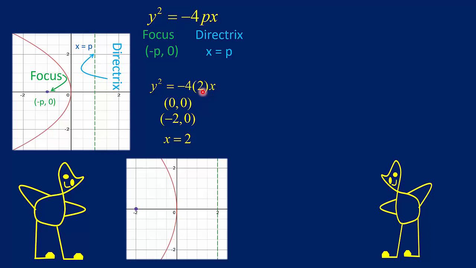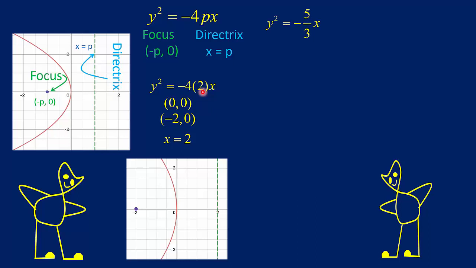So our whole goal here is to find the vertex, the focus, and the directrix in each one of these. In the past, we've learned how to find roots and y-intercepts. But here we're going a little bit different path. We're looking for different things.